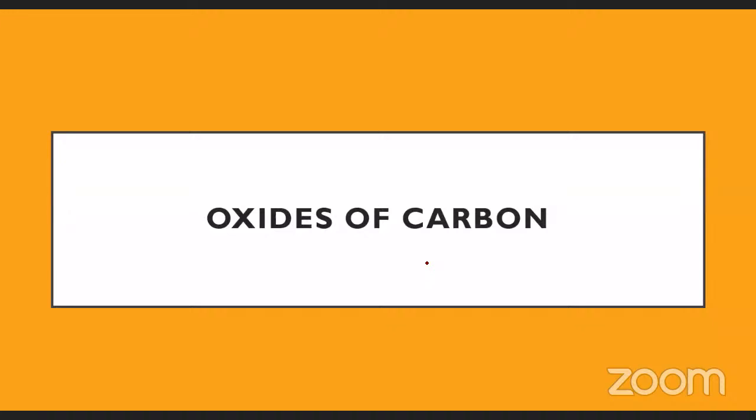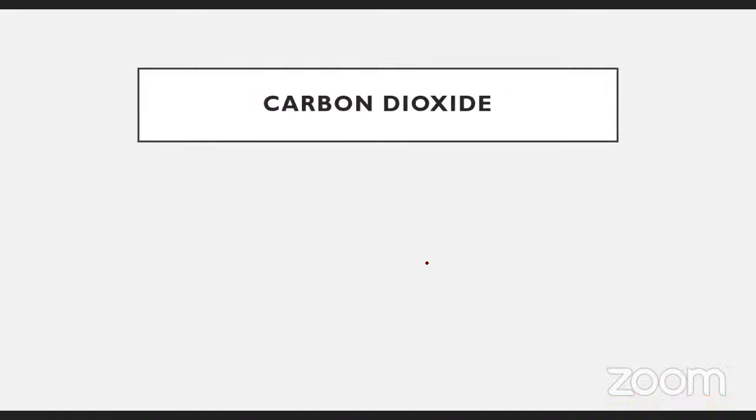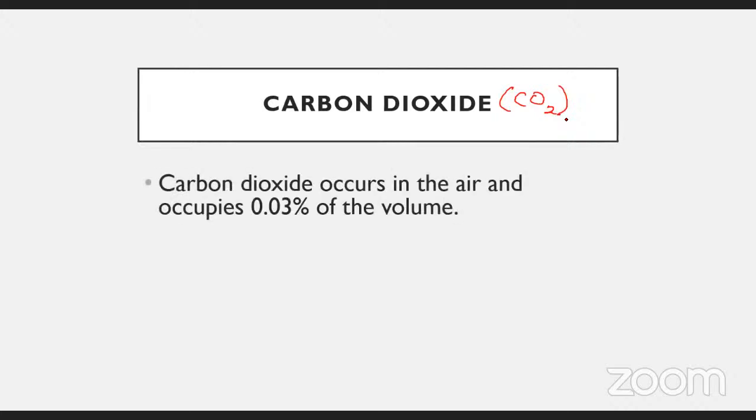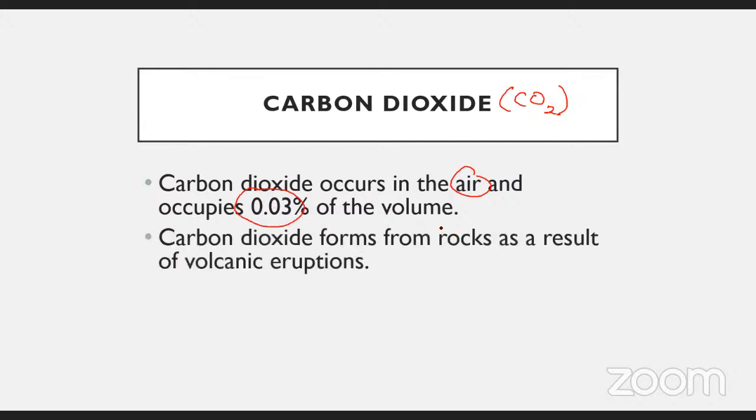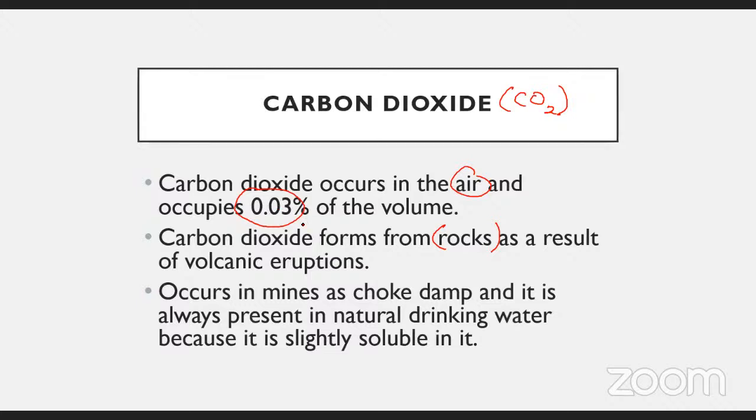Okay, so as we wind up, oxides of carbon, let's start with carbon dioxide. The chemical formula is CO2. Carbon dioxide occurs in air and it occupies 0.03% by volume of air. Carbon dioxide is also found in rocks as a result of volcanic eruptions. It also occurs in mines as chalk dump, and is also present in natural drinking water because it's slightly soluble in it.